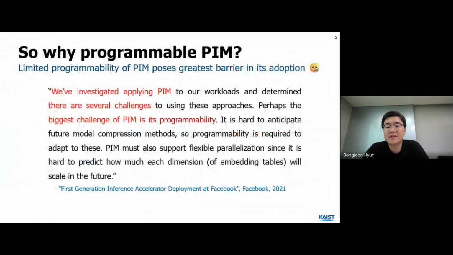So why the emphasis on programmability? Introducing a new computing device to existing computer systems requires a non-trivial amount of changes to both hardware and software stack. So having the right level of flexibility and programmability that future-proofs its applicability is critical, which is why this work focuses on the industry's first general-purpose programmable PIM device, UPMEM-PIM.